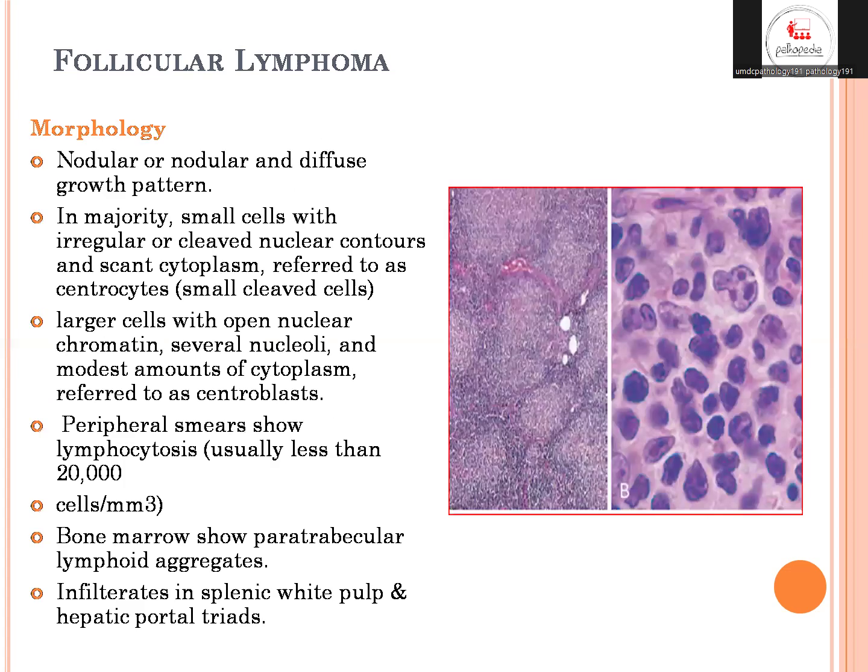Morphologically, they show a nodular or diffuse growth pattern. In the majority of cases, small cells with irregular or cleaved nuclear contours and scant cytoplasm, also called centrocytes or small cleaved cells. They also show larger cells with open nuclear chromatin, several nucleoli, and a modest amount of cytoplasm, referred to as centroblasts. Peripheral smear of follicular lymphoma cases shows lymphocytosis, usually less than 20,000 cells per cubic millimeter. Bone marrow shows paratrabecular lymphoid aggregates, and it infiltrates the splenic white pulp and hepatic triads.